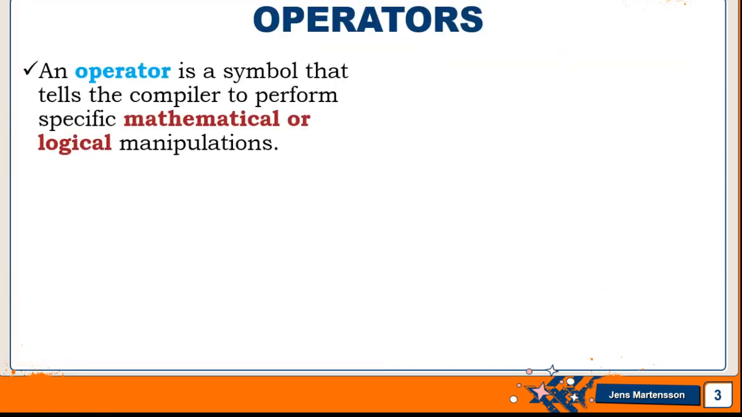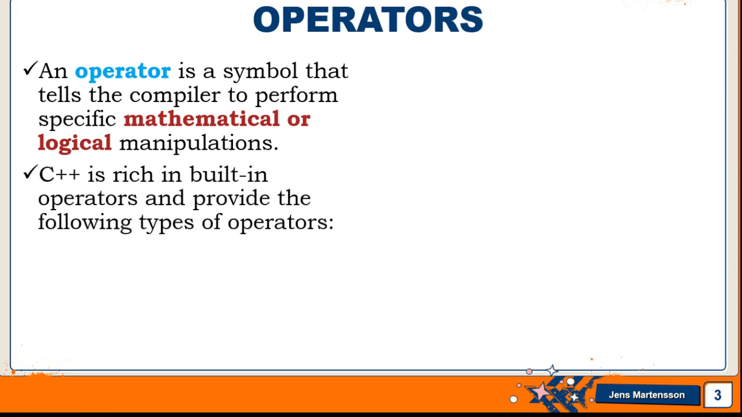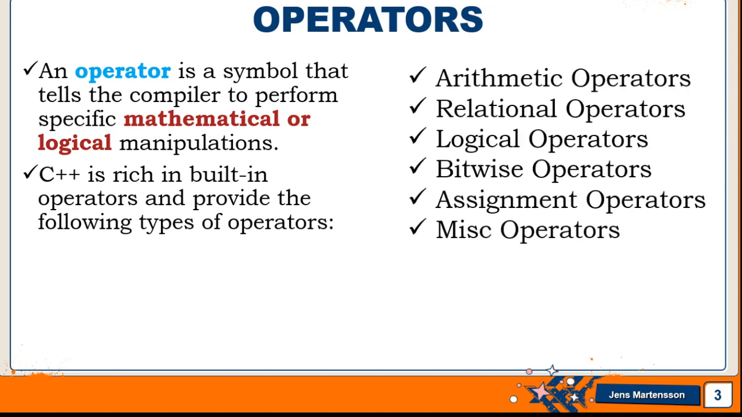So, what is an operator? An operator is a symbol that tells the compiler to perform specific mathematical and logical manipulation. It gives the compiler an idea of the type of mathematical operation the user seeks to perform. C++ has a lot of built-in operators that help us do mathematical operations: arithmetic operators, relational operators, logical operators, bitwise operators, assignment operators, and mixed operators.